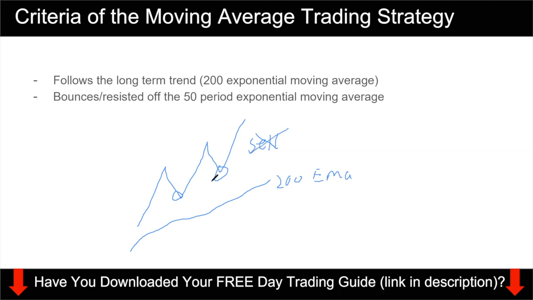Even if the 50 period moving average is down, meaning that maybe the 50 period moving average is higher, but price is still above the 200 moving average, you will still want to buy. You do not want to be looking for selling opportunities. This is very important. You always want to follow the long-term trend.